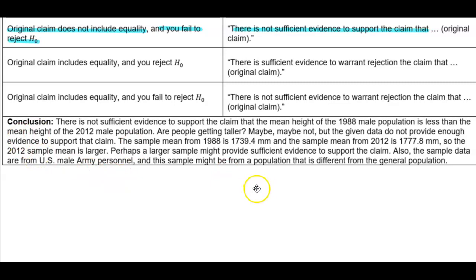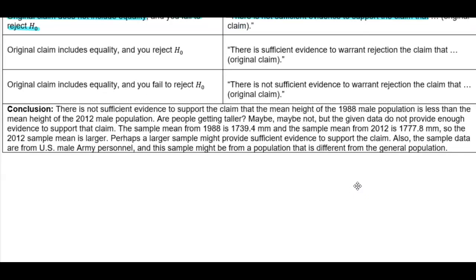Now, are people getting taller? Maybe, maybe not, but the given data do not provide enough evidence to support that claim. The sample mean from 1988 is 1739.4 millimeters, and the sample mean from 2012 is 1777.8 millimeters, so the 2012 sample mean is larger. Perhaps a larger sample might provide sufficient evidence to support the claim. Also, the sample data are from U.S. male Army personnel, and this sample might be from a population that is different from the general population.